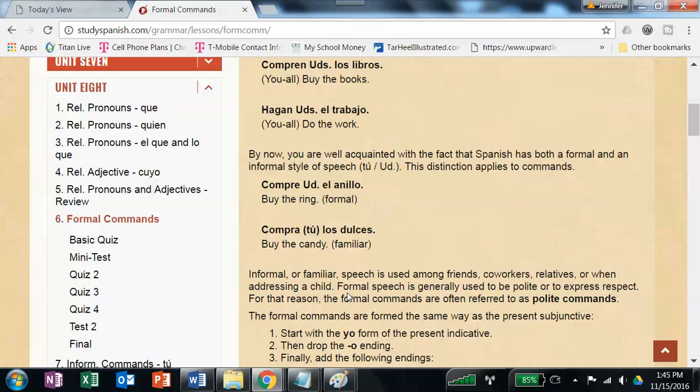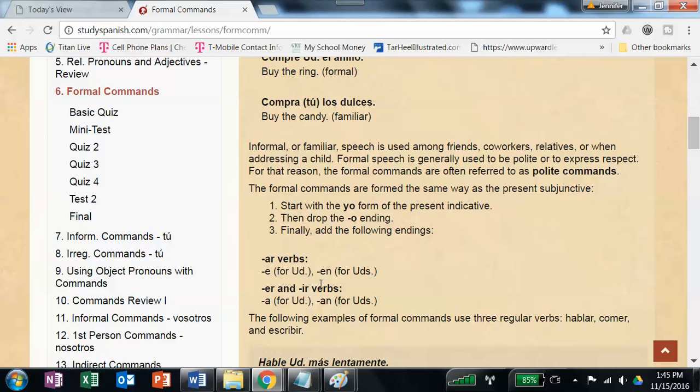By now you are well acquainted with the fact that Spanish has both a formal and an informal style of speech, tú, usted, or vosotros, ustedes. This distinction also applies to commands. Compre usted el anillo, buy the ring. Compra tú los dulces, buy the candy. So you can see that there's a difference in the way that you're telling someone with whom you use a title, a boss, an authority figure, someone you don't know very well, what to do, versus telling kids, animals, your friends, what to do. So how do we form the usted form of the command?